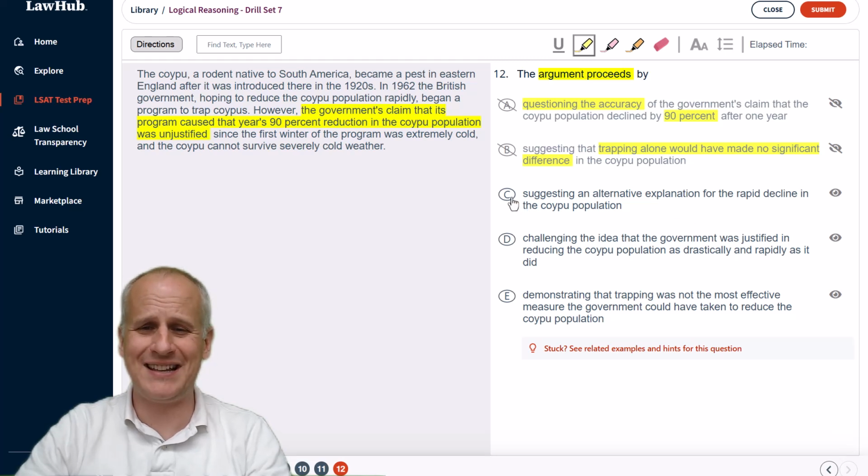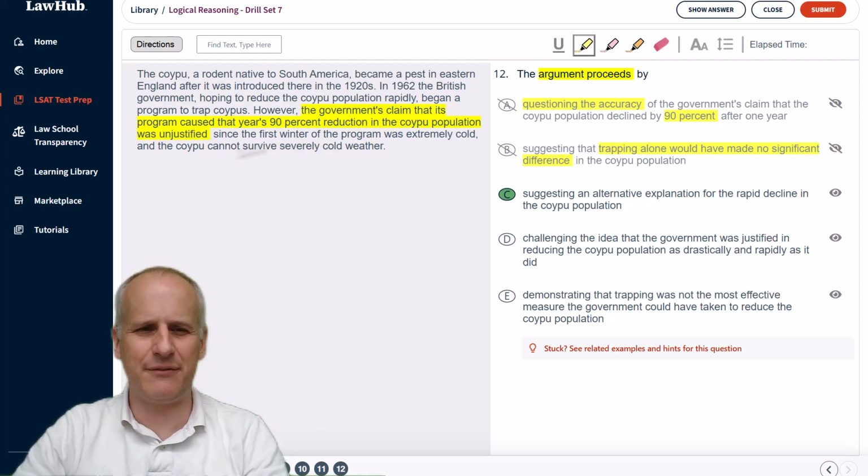Then, choice C, suggesting an alternative explanation for the rapid decline in the coypu population. It's incredibly bland. It's not terribly attractive, but it absolutely matches what we said, which is they gave this other reason to say that the government claim was unjustified. So suggesting an alternative explanation is exactly what happens, and C should be kind of jumping off of the screen as we read it as a match to what we mentally predicted.